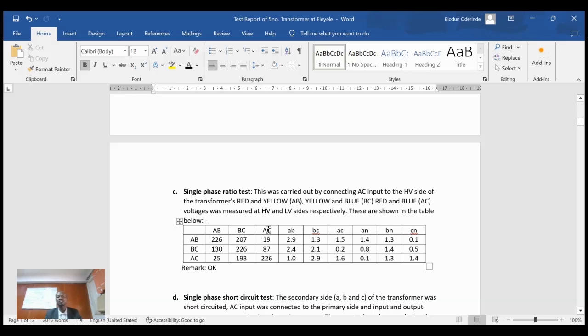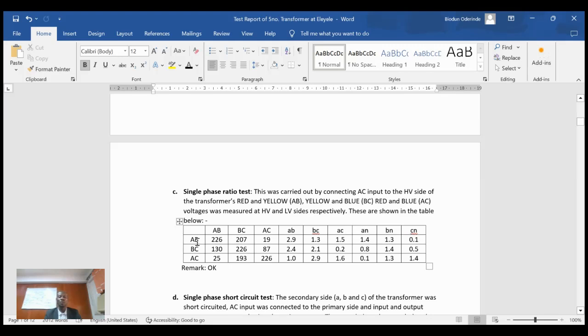After that, we still go to the secondary side. We measure the voltage on red and yellow, yellow and blue, and red and blue, like that. And we still measure it on the neutral side. The red phase and neutral will measure the value of the voltage. The yellow phase and neutral will measure it, and the blue phase and neutral will measure it. We have this value as an example.